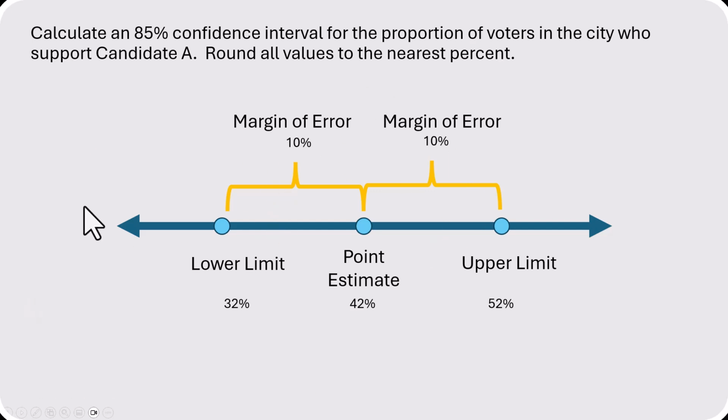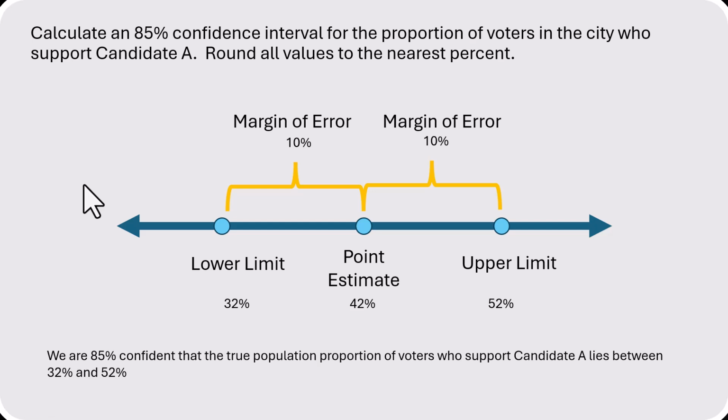So now that we've constructed our confidence interval, we can summarize our findings, and we can do that by saying that we are 85% confident that the true population proportion of voters who support candidate A lies between 32 and 52%.